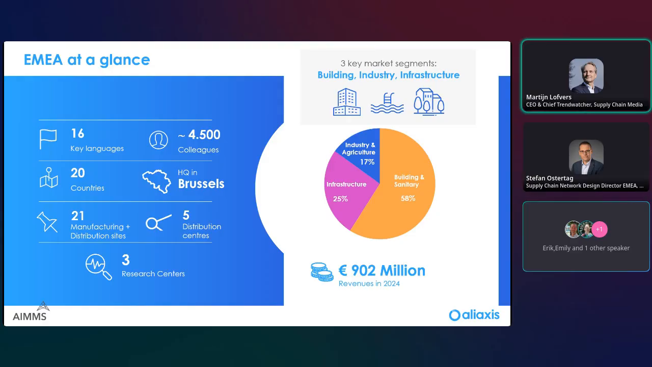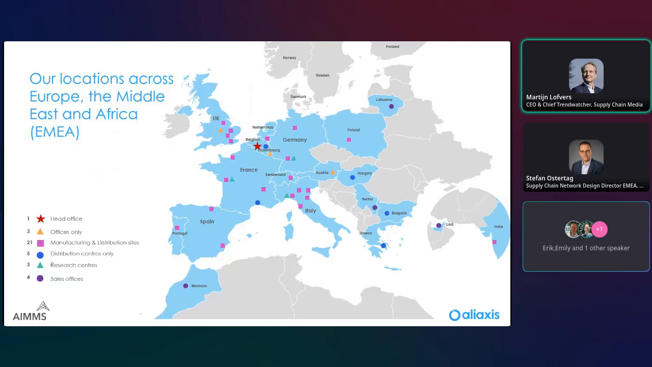Maybe, to explain, you mentioned 21 manufacturing and distribution sites and also 5 distribution centers. This picture says a lot. Maybe you can explain your map. Yes. Well, obviously, the first thing I need to explain is that there is a huge number of manufacturing and distribution sites we have in Europe. But I think I need to explain a bit the history of Aliaxis.